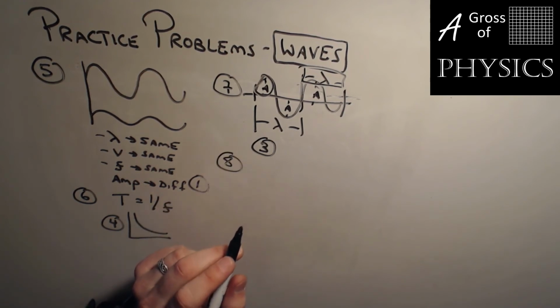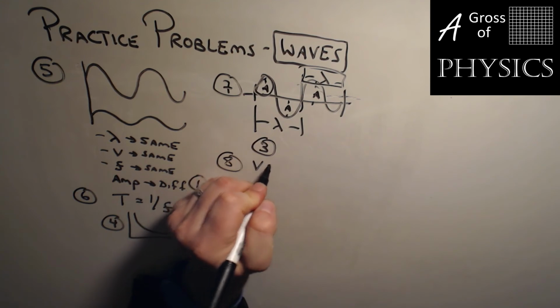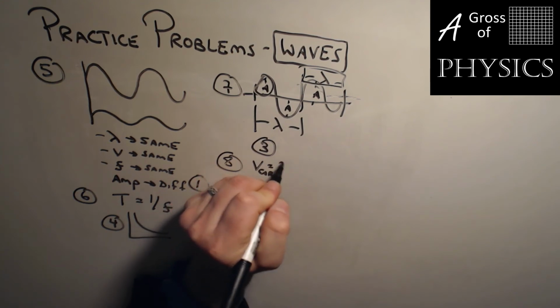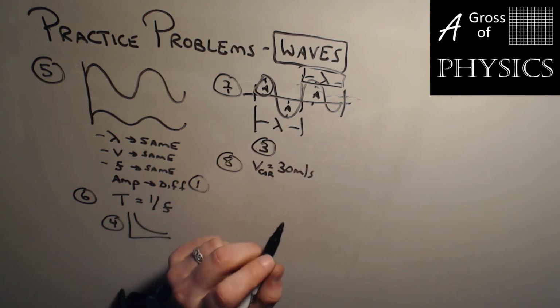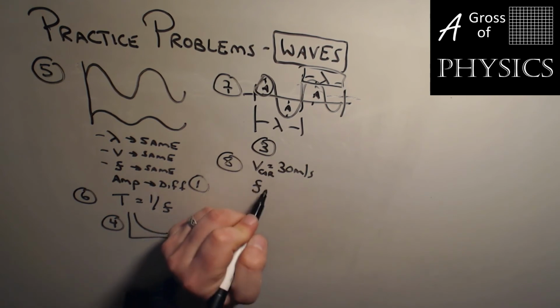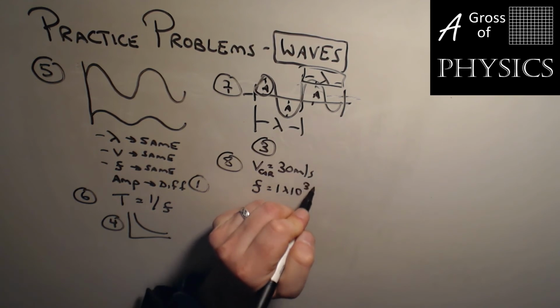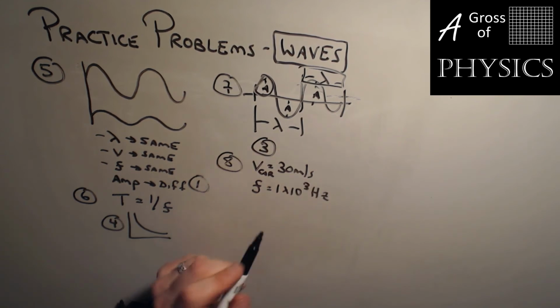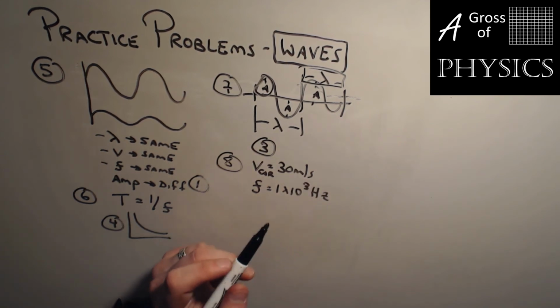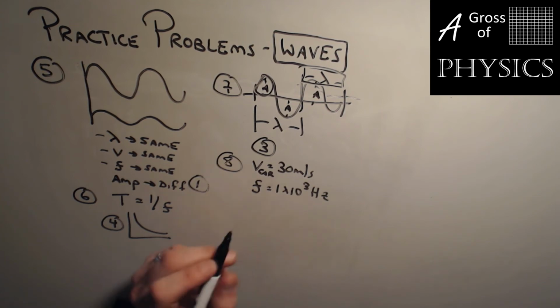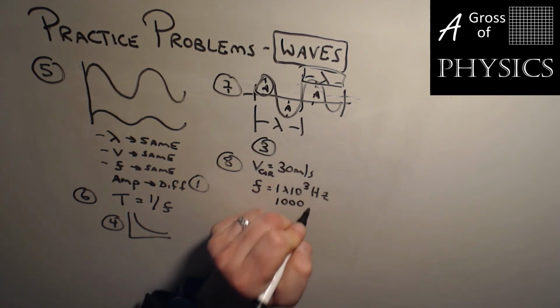All right, for number 8. Police cars traveling at a speed of 30 meters per second. So that's the speed of the car, 30 meters per second. And the frequency of the car is 1 times 10 to the 3 hertz. So instead of writing 1,000, they put it into scientific notation to make it look harder. But it's just 1,000. You want to write 1,000? Go ahead.